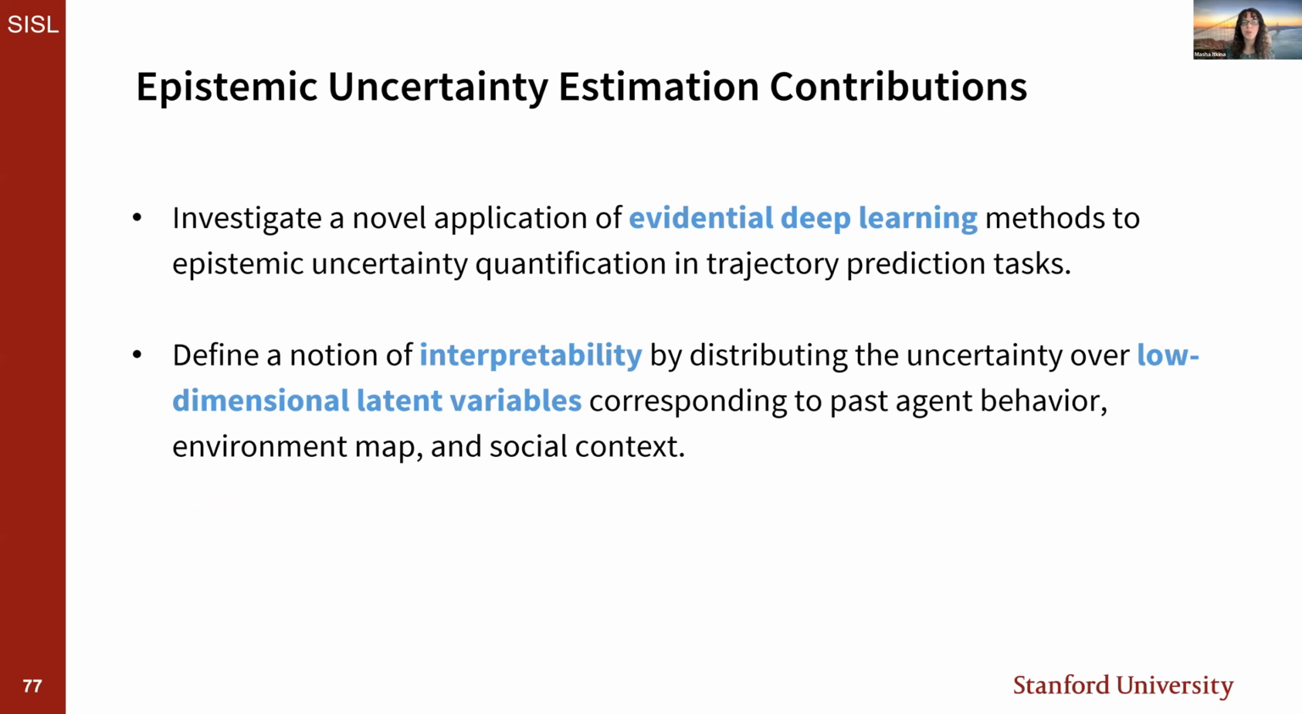Our proposed contributions here are to investigate a new application of evidential deep learning methods to epistemic uncertainty quantification in these trajectory prediction tasks, and to, maybe particularly importantly, define a notion of interpretability by distributing this uncertainty over low dimensional latent variables, which correspond to factors like past agent behavior, the environment map, and the social context surrounding the agent of interest.